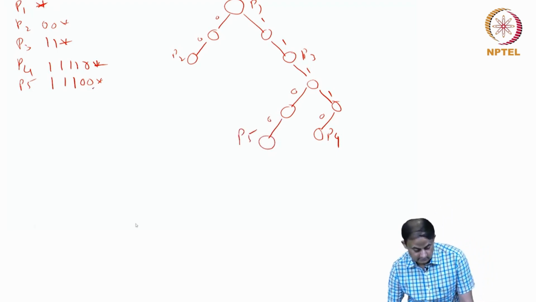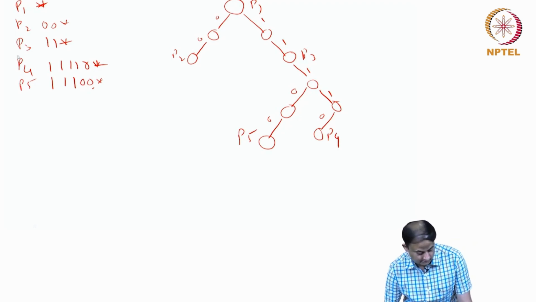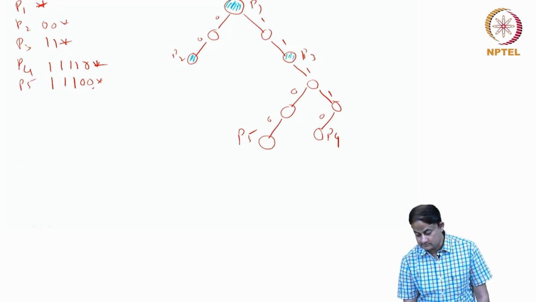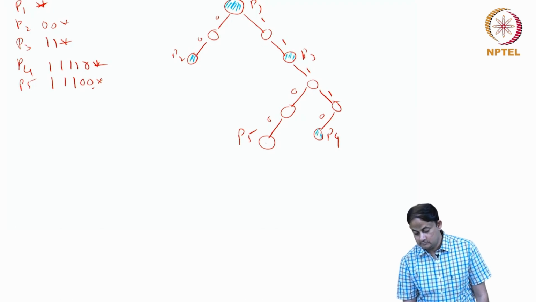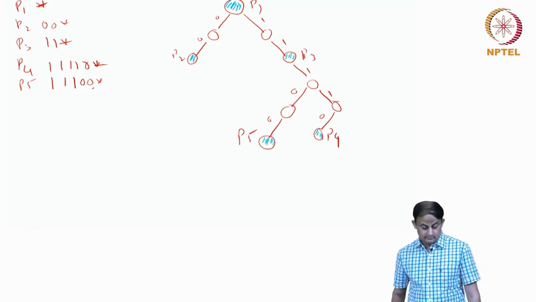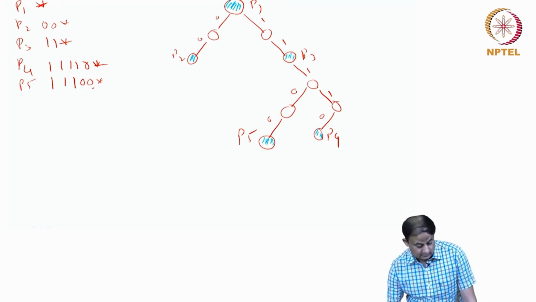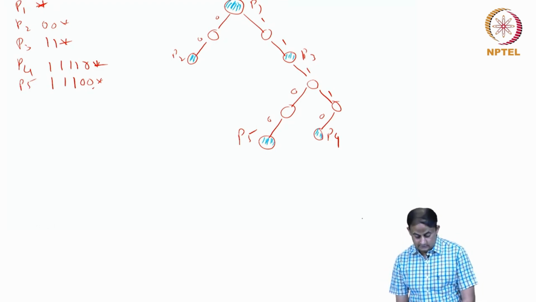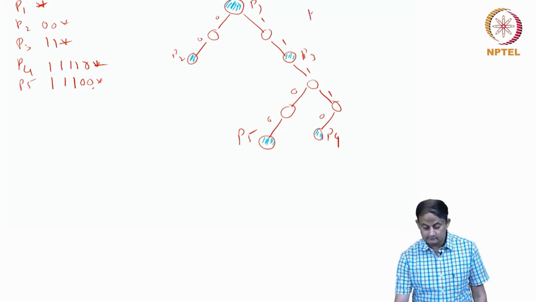So, let me change the color of this one, highlight the prefixes. So, this is the prefix P1, prefix P2, prefix P3, prefix P4 and prefix P5. That's it. So, this is the binary trie.